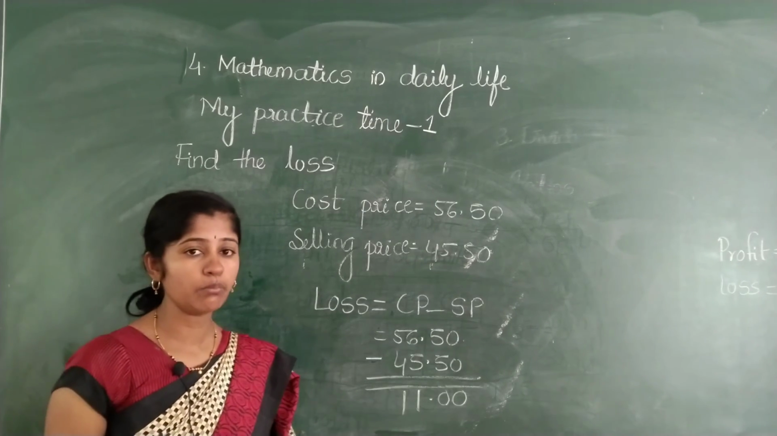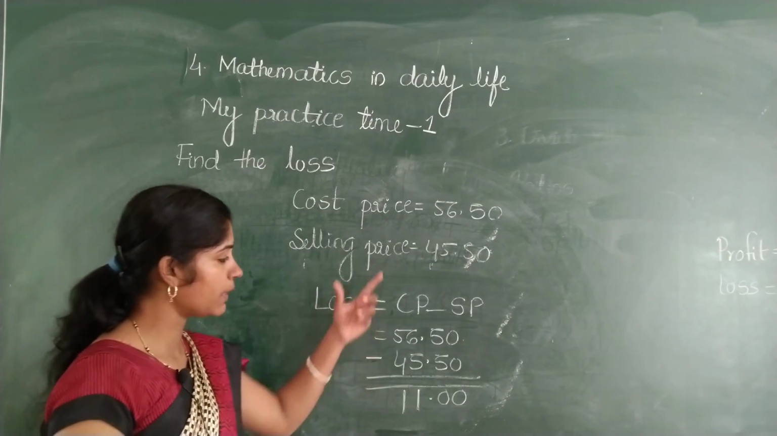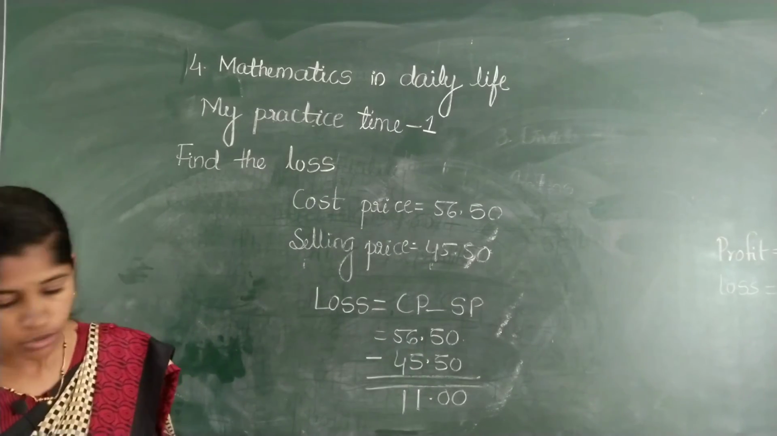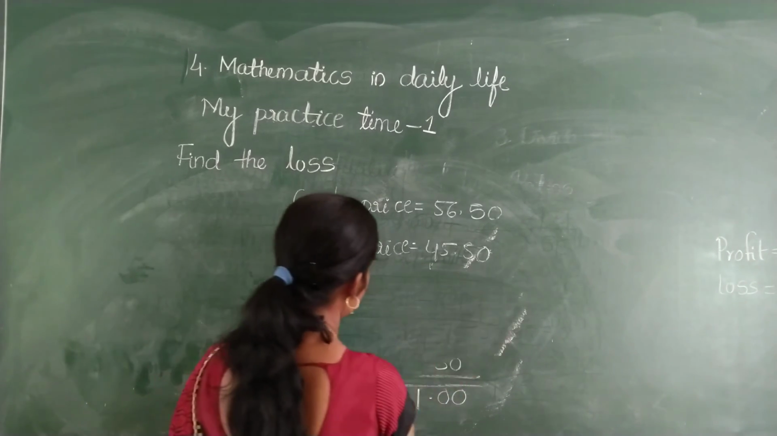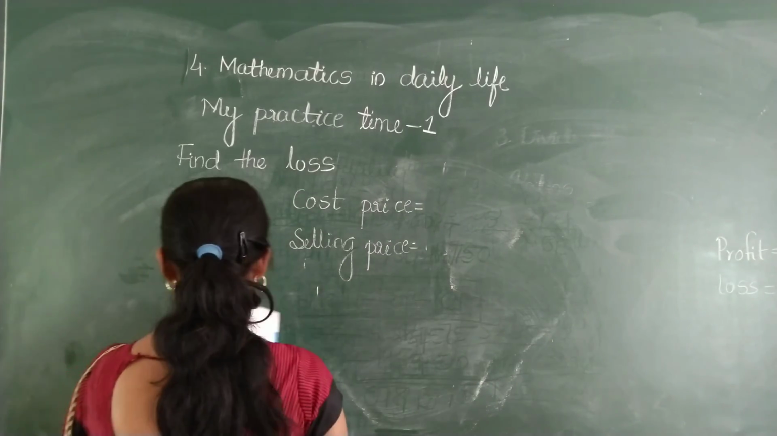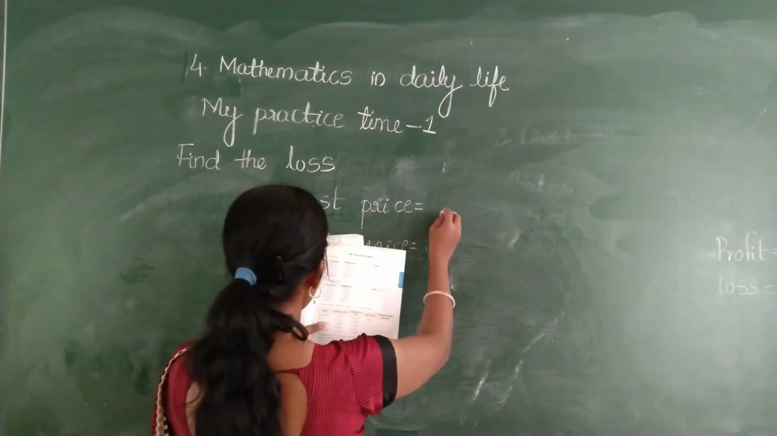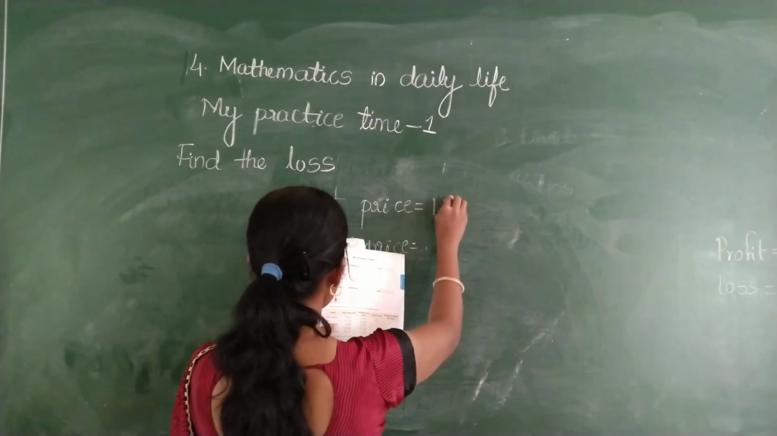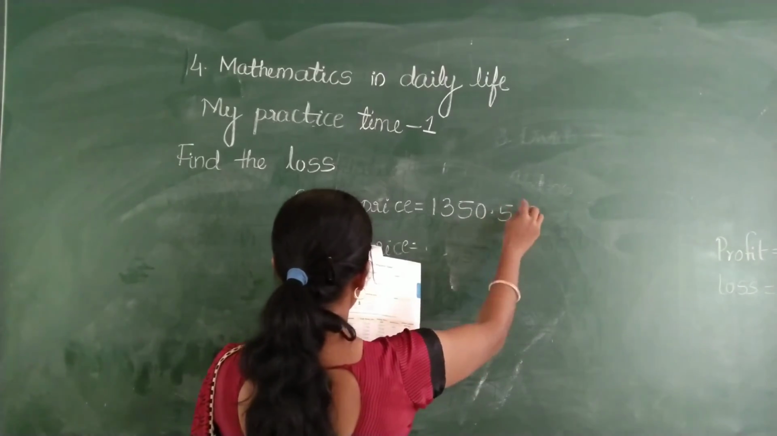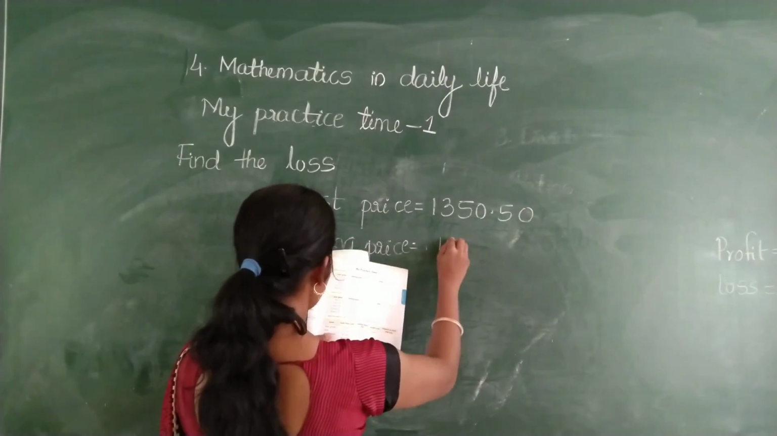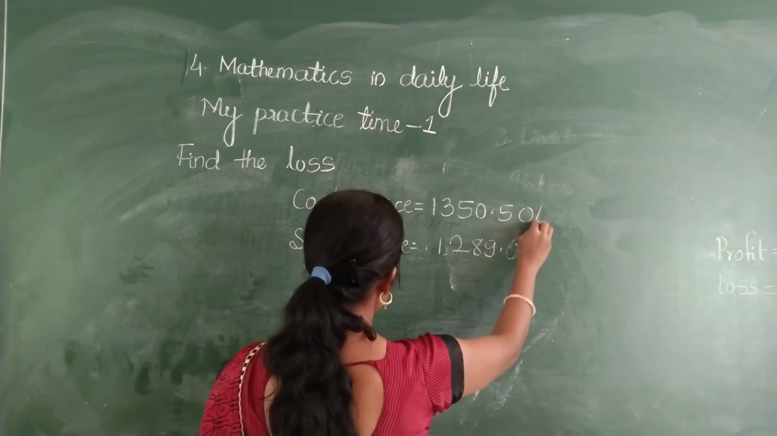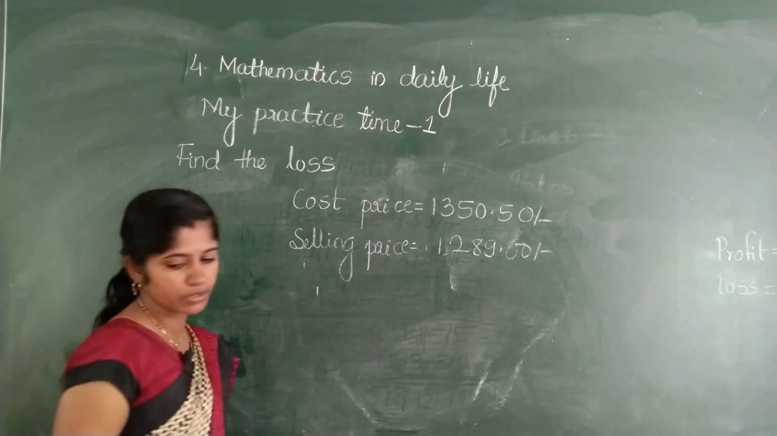In your My Practice Time, 5 questions are there. Okay, they have given them in a box, but for each example you have to follow these steps. Don't solve directly to answers. So I will take here one more example. Cost price is 1350 rupees 50 paise, and selling price is 1289 rupees 0 paise. Okay, so this is the cost of the thing.